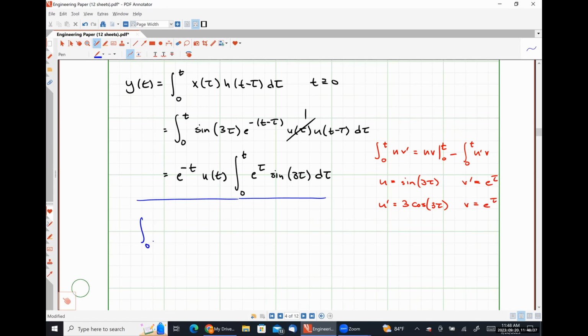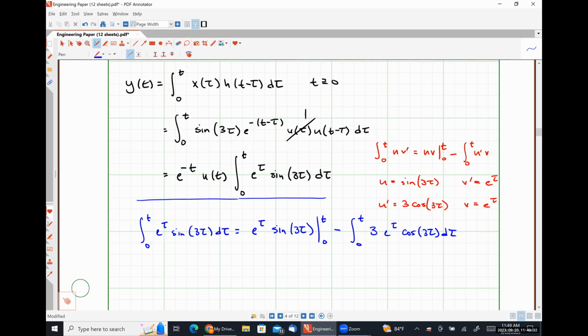So the integral from 0 to t of e to the tau sine of 3 tau d tau is going to be e to the tau sine of 3 tau evaluated at t and 0 minus the integral from 0 to t of 3 e to the tau cosine 3 tau d tau. Are we okay with that thus far?